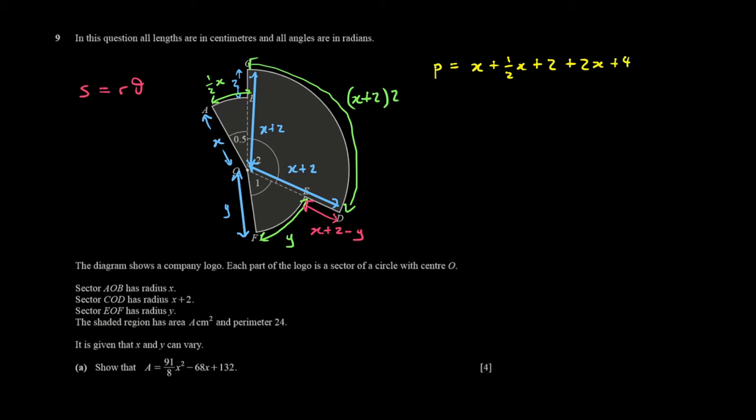Plus x plus 2 minus y, plus y plus y. So let's try to tidy all of that up. So we have got x plus a half x, right? So that's 1.5x plus 2x is 3.5x. Plus this is going to be 4.5x. So I get there, that's 9 upon 2x. We just redo that just to make sure. x, that's 3 upon 2x.